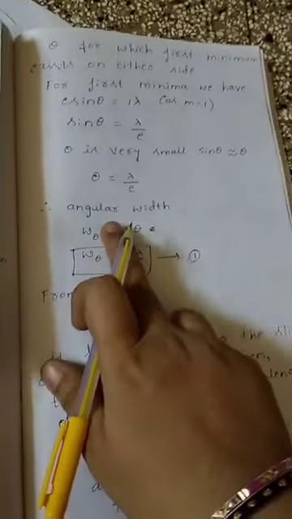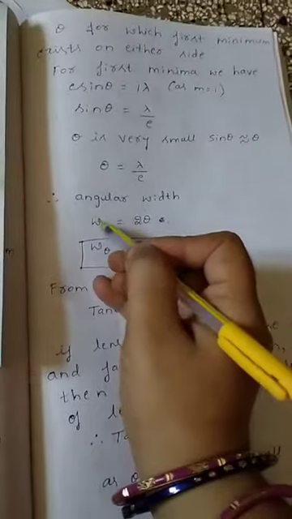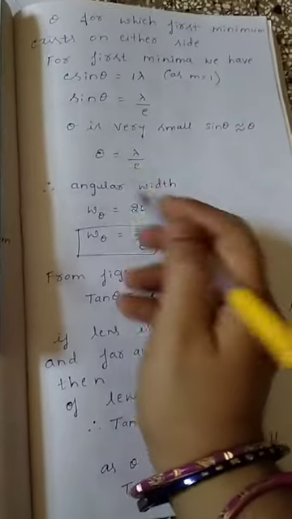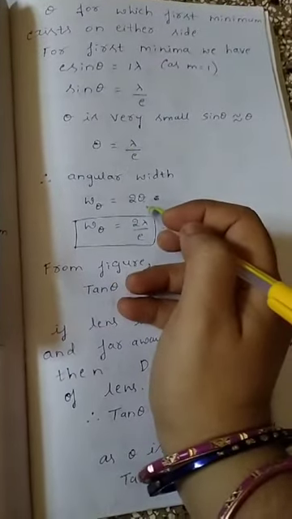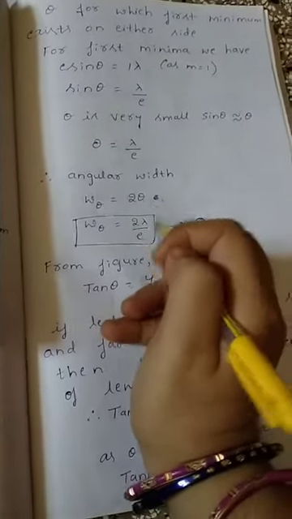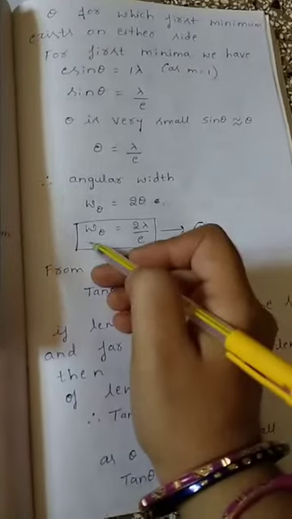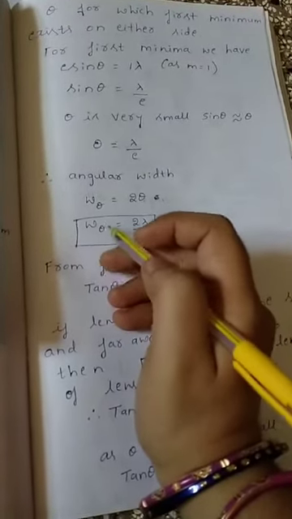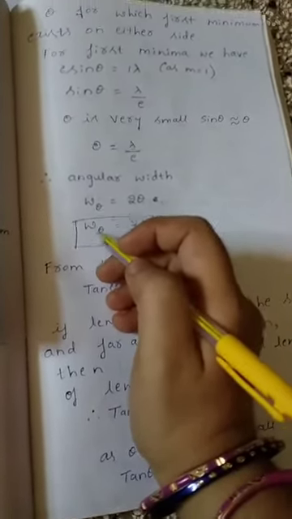So angular width, W theta, is represented as 2 theta, just now we have seen on either side. Therefore 2 theta can be written as 2 into lambda by a. This is the angular width of the central maxima or principal maxima.